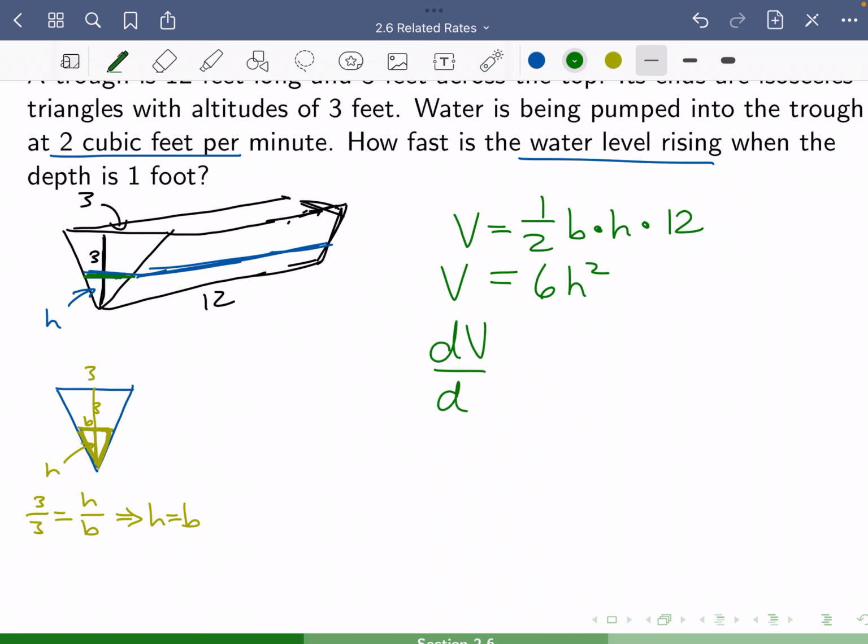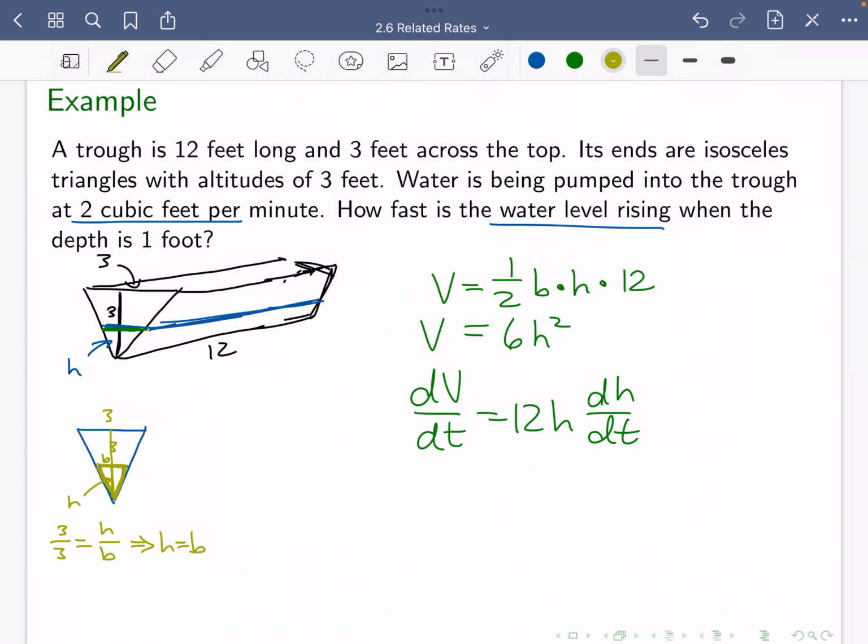dV/dt is 12h dh/dt. We know that dV/dt, the change in volume, is 2 cubic feet, it's going up, is equal to 12 times h, the height. We want to know when that depth is 1. Divide both sides by 12, and so we have 1/6 is dh/dt.